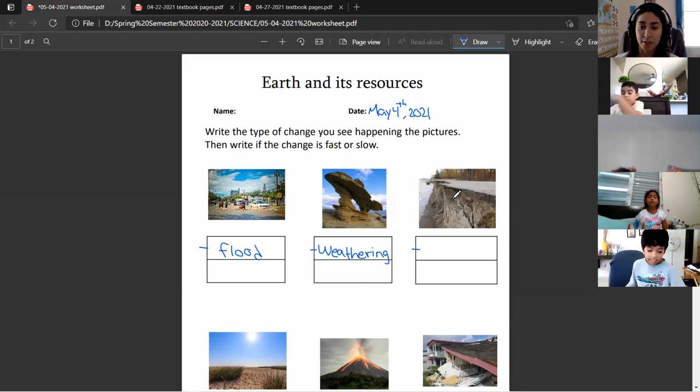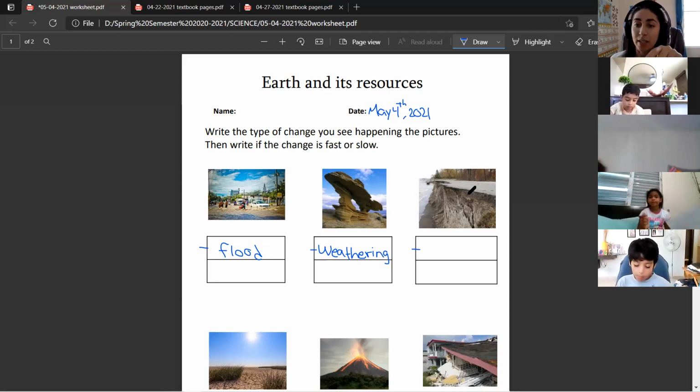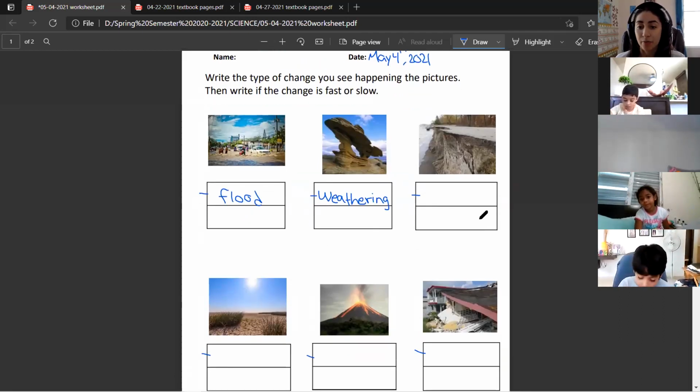What's the other change? Earthquakes. Nope. Now, here's the thing. An earthquake can make a cliff look like that, but that's not really what's happening in this picture. An earthquake can make things fall, but that's not what's happening here because you have another picture that's about earthquakes, terremoto.